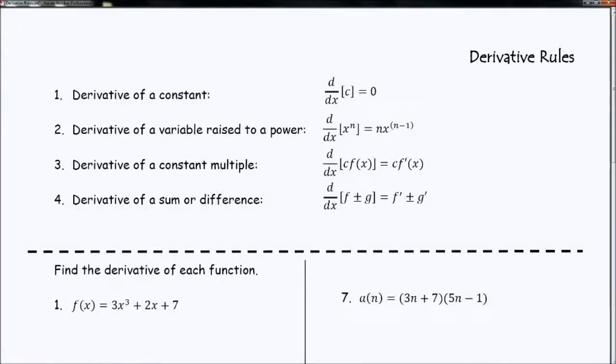Alright, finally we get into some of the better stuff and into derivative rules. So let's just hop on in. The derivative of a constant is equal to 0. So what I mean by constant is, let's say y is equal to 3.